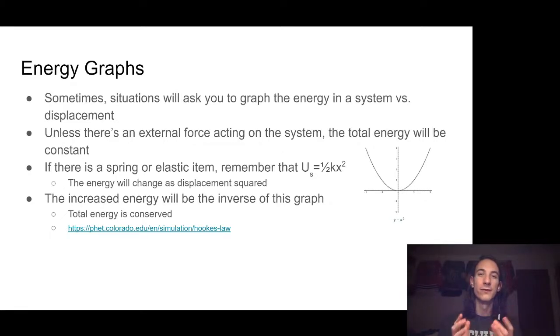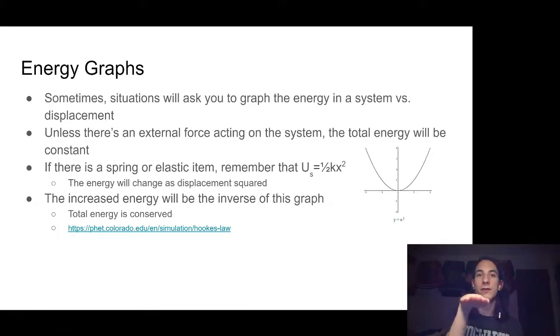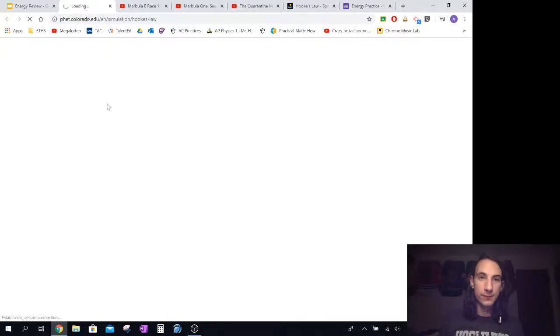Unless there's an external force acting on the system, the total energy is going to be constant. So sometimes they'll say something like graph the total energy. So you'll just draw a line that says, hey, the amount of energy in our system is going to be the same throughout. So really the main tricky part comes from if there's a spring or elastic item, remember that the amount of spring potential energy changes with the displacement squared. So it will change with displacement squared, and then the increased energy will be the inverse of this graph. So I have a picture of what I'm talking about here. It's a little bit confusing.